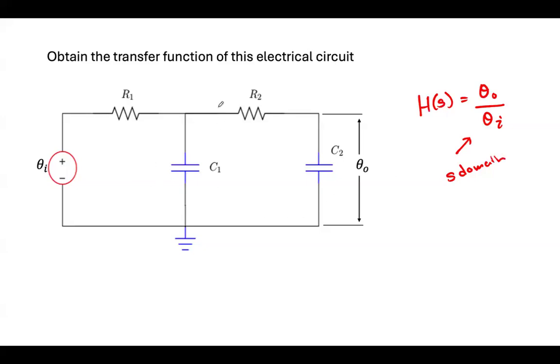Now the circuit is represented in the time domain. This is the impedance value of R1 and this is the impedance value of R2, and this is the impedance value of C1 and this is the impedance value of C2. And first we have to convert this circuit into the S domain.